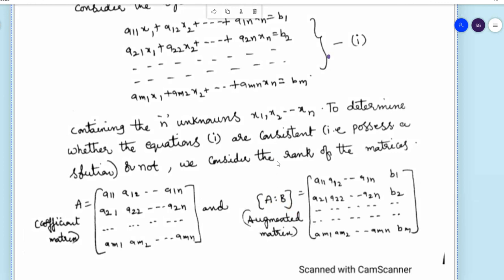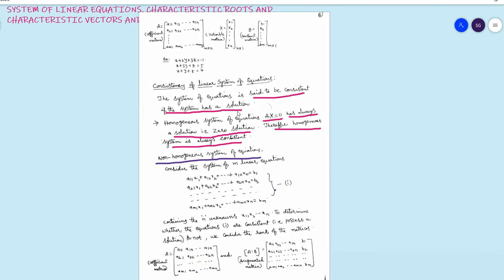So the augmented matrix is denoted by [A|B], and the coefficient matrix is represented by A. In order to conclude whether the system is consistent or not, we have to consider these two matrices and find out the ranks of these two matrices. Okay. So now let's go to the next page.